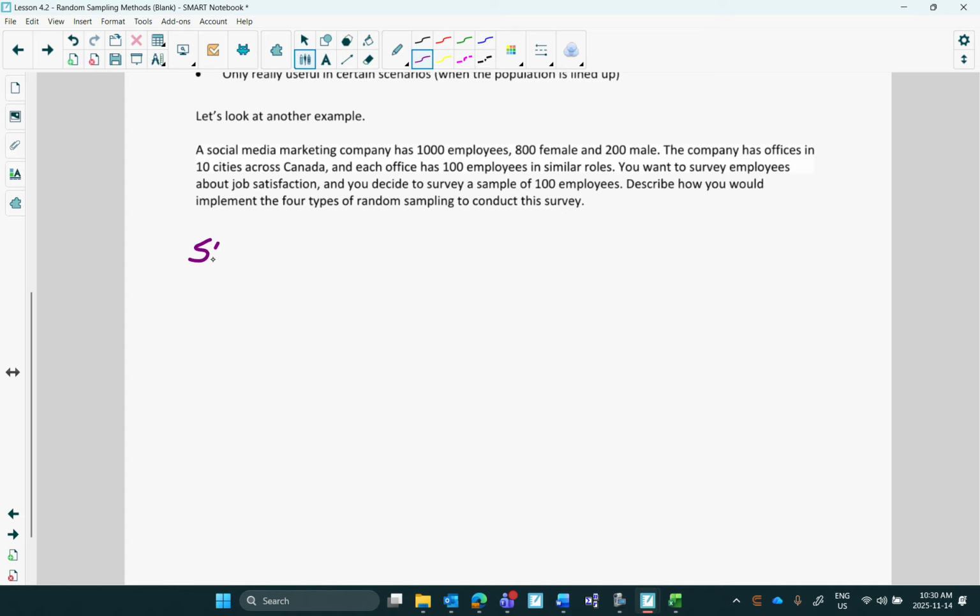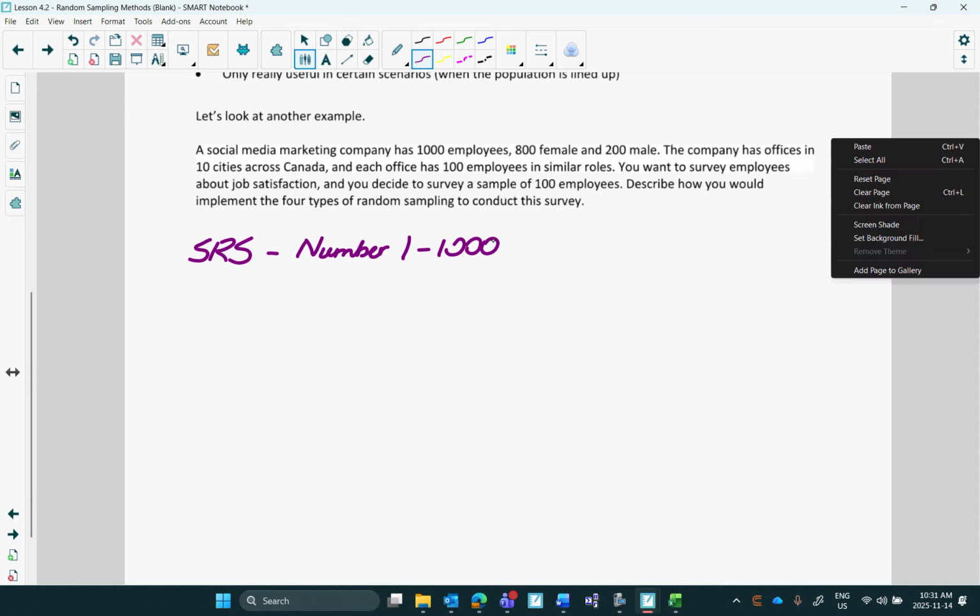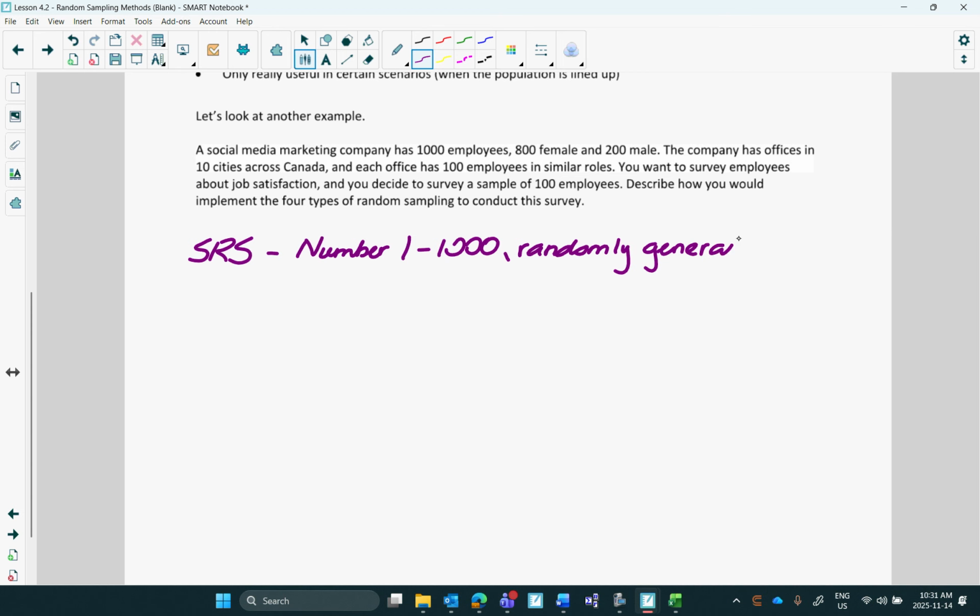How would we do this if we just wanted a simple random sample? Number the employees from 1 to 1,000. Randomly generate 100 numbers. That's pretty straightforward.